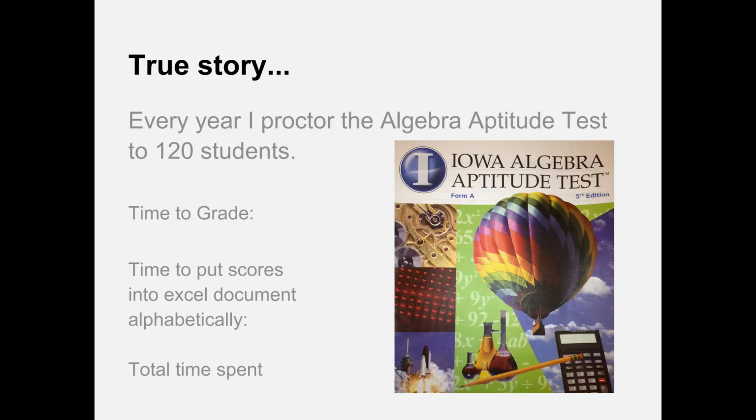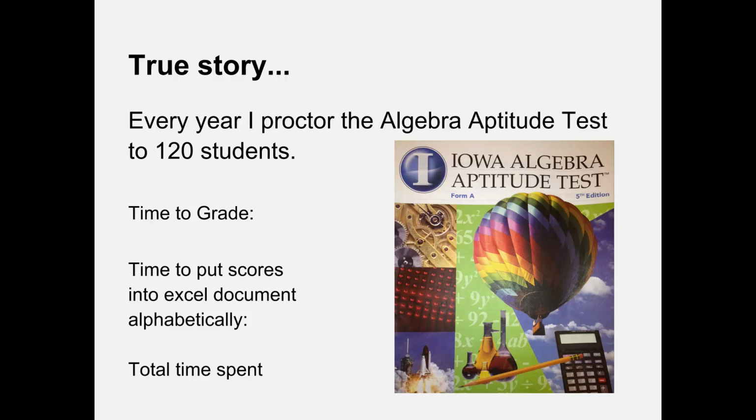Now, every one of these on their own is fine, but it's a collection of these that take a lot of time, right? We all know that. So every year I have to proctor this algebra aptitude test to 120 kids. And of course, that takes time to not only give it and proctor it, but then to grade it. It takes about a minute per test. Not a lot of time at all. We have a good system there, but still, it's 2 hours of time.